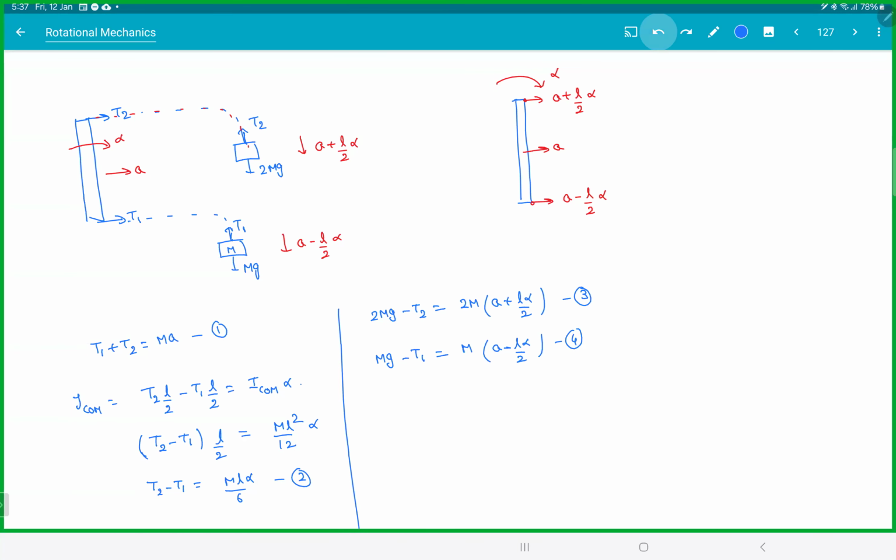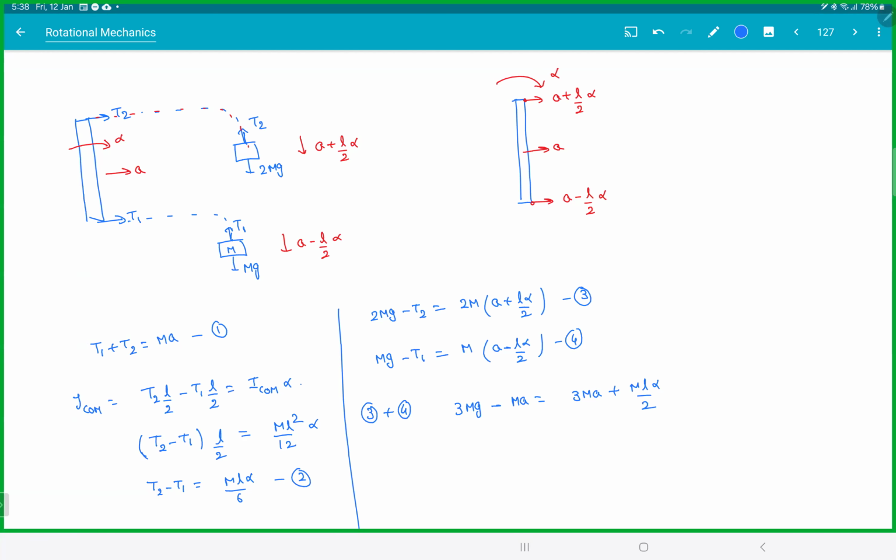There's a T1, T2 here. There's T1 plus T2 here and T2 minus T1 here. So from here, I can do equation 3 plus 4. If I do that, it will become 3mg minus T1 plus T2, that is ma. Now you need to skip steps. And this would be 2ma. This will be 3ma plus ml alpha by 2.